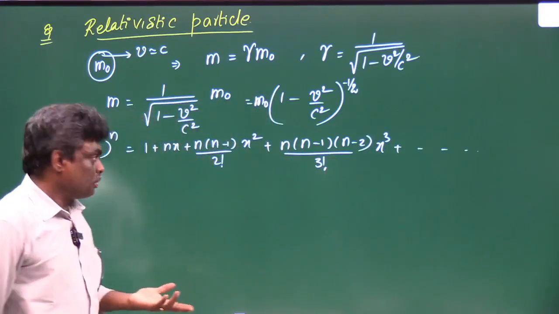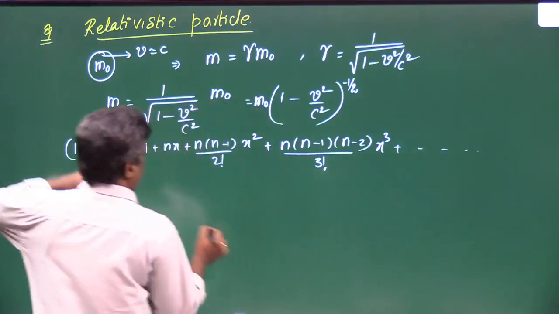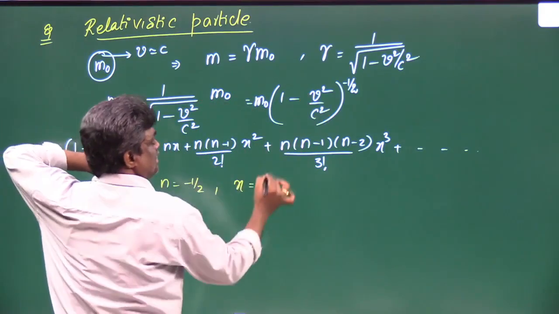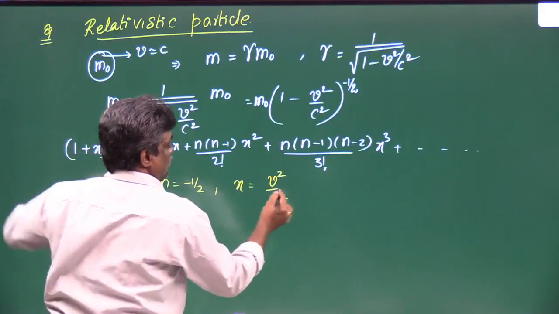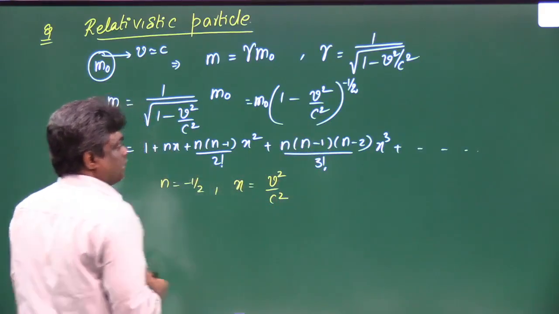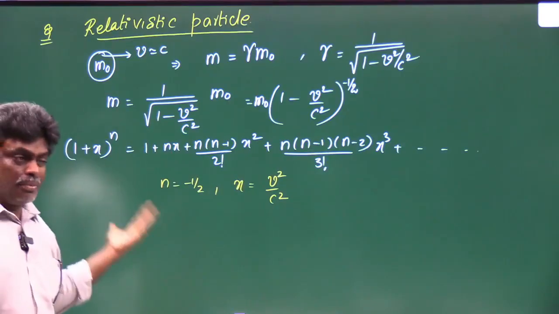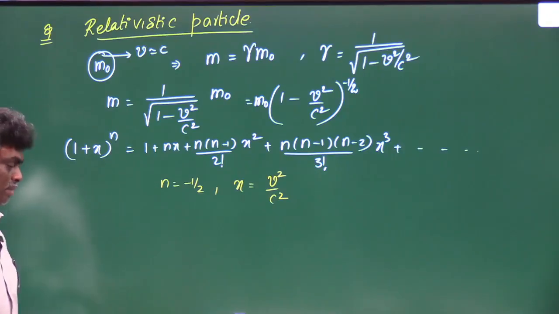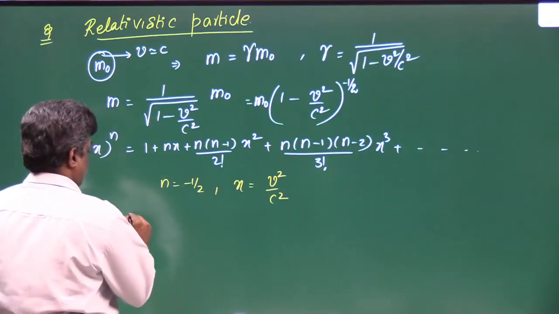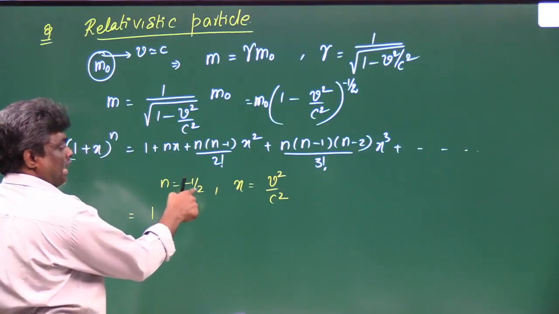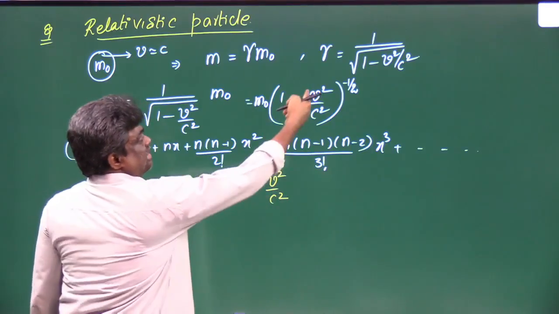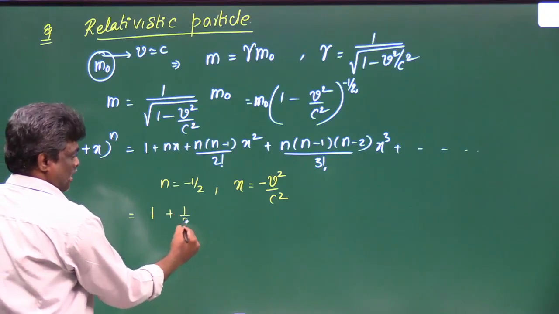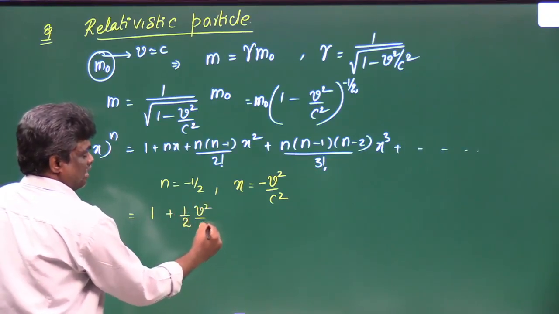I request you, please take this formula, and in this formula your n is minus 1 by 2, your x is v square by c square. Just take these things and substitute and try yourself, and I will give you the answer. Please check whether you are getting the same answer or not. Come on. So here 1 minus, and x is also minus. Take these two and substitute, it's a plus 1 by 2 v square by c square.